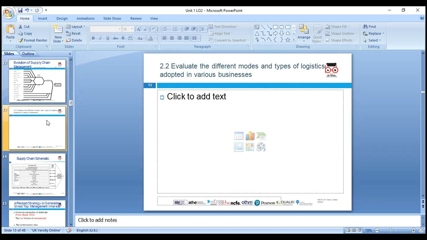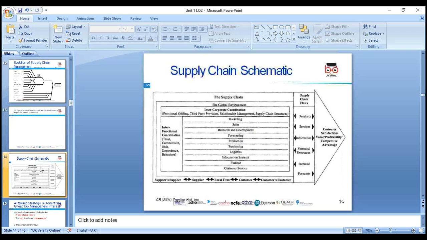to achieve our organization's objective. Okay, next we're looking to evaluate the different modes and types of logistics adopted by various businesses. Various businesses can use different modes of transport and types of logistics to meet their needs. So supply chain management can lead us to look around the globe. It depends on how big our operation is.